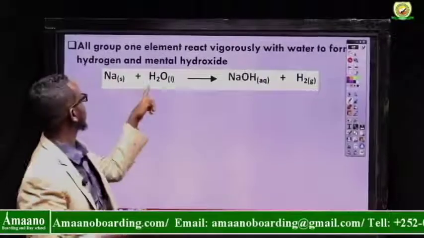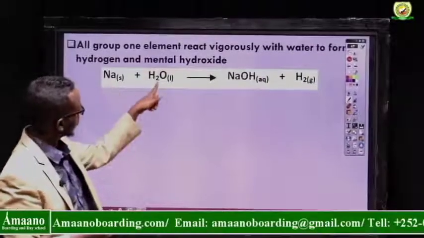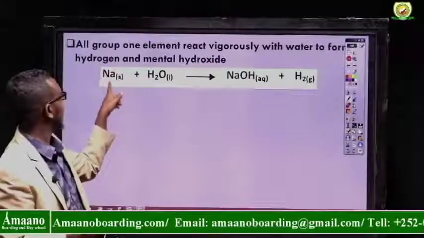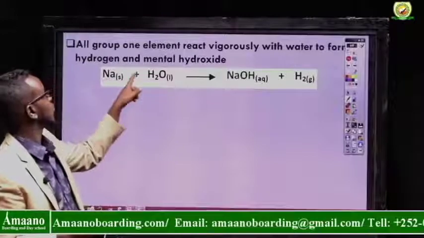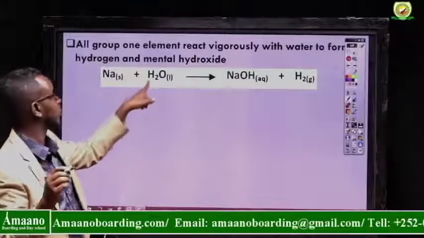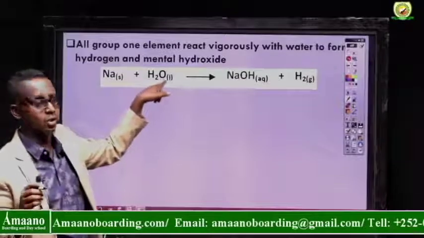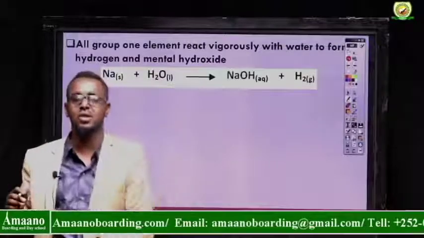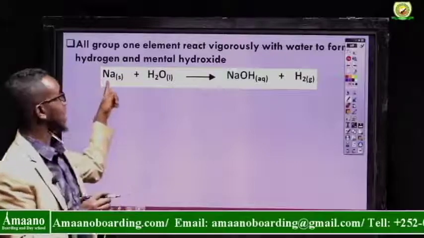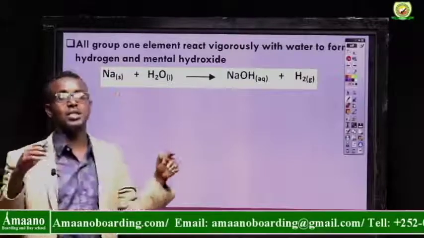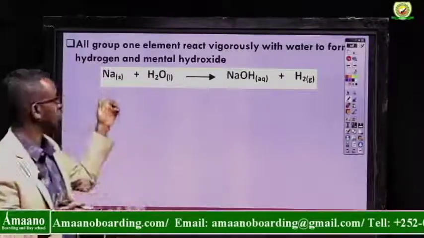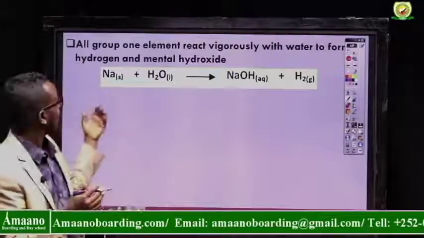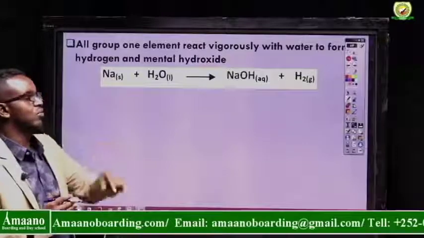So this is the equation. So sodium is group 1. When you add water, which is a liquid, it produces sodium hydroxide and hydrogen gas. You see, we can't put sodium metal in water. This kind of reaction can cause an explosion, because sodium is very reactive. What about potassium? It is more reactive than sodium. What about lithium? Lithium itself is a group 1, but it is lower than sodium and potassium.